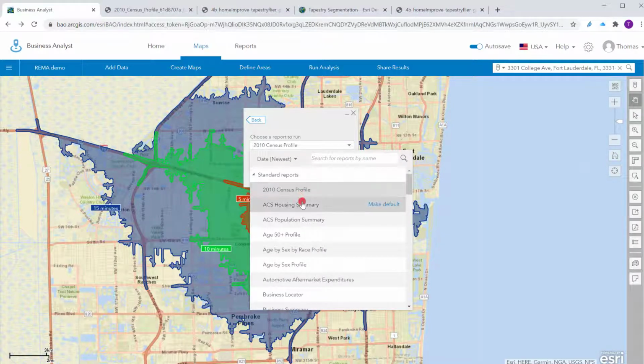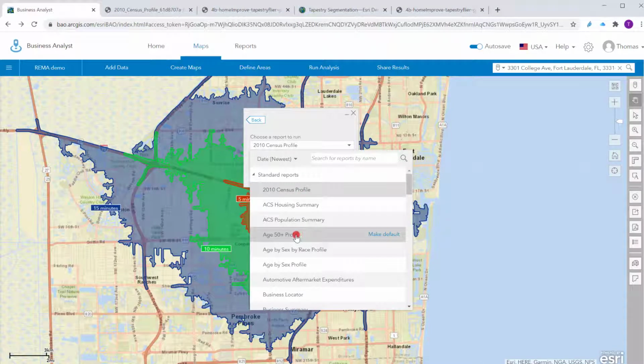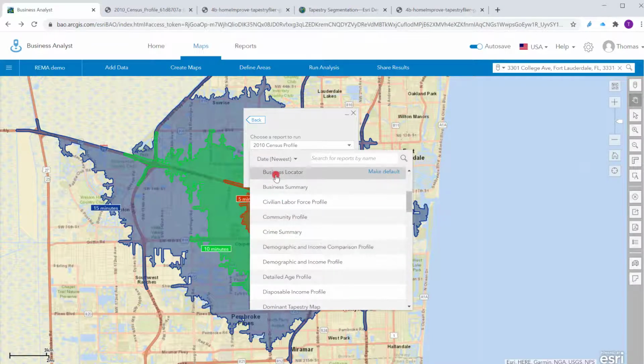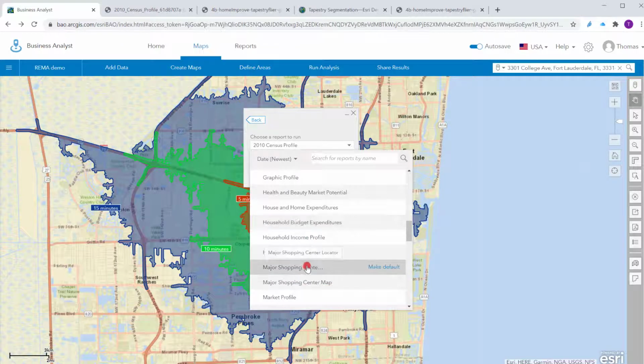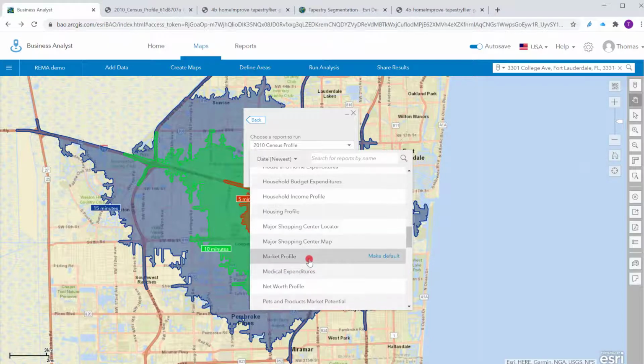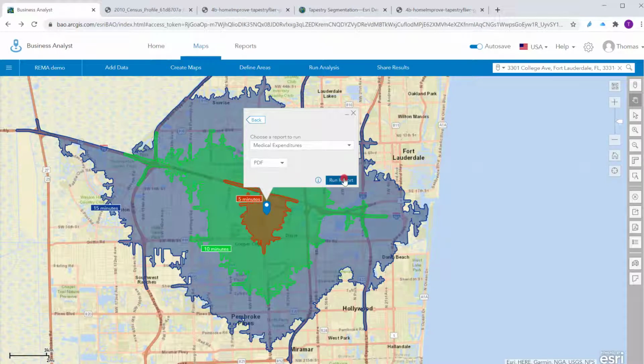Standard reports. I have a housing summary, 50 plus, business locators, business summary, crime summary, demographics again, age profile detailed, executive summary, financial numbers. It's plentiful, really plentiful. I can go in retail, housing profile, shopping centers, market profile, medical expenditures. Ooh, never clicked on that one before. Let's do medical expenditures. Again, we have a dominant family-oriented 37 aged group.